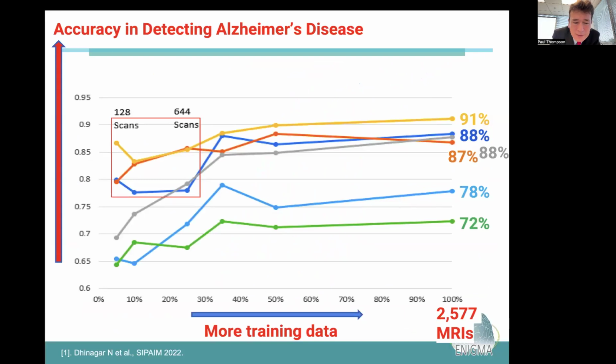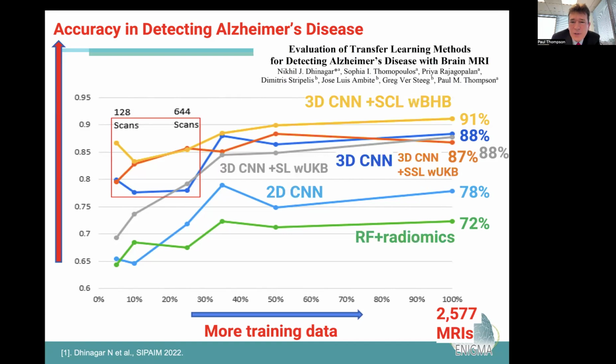So here's work by Nikhil Dinakar in our group, where he tried to classify MRI scans as being from patients having Alzheimer's disease or healthy elderly. And the performance on the y-axis increases with the more training data. By the time you get 2,000 MRIs, you get almost 90 or over 90% accuracy in diagnosing disease. But the methods used, you'll see here, differ.